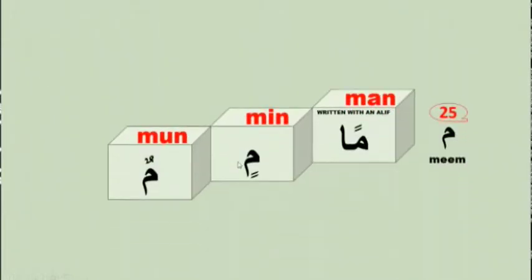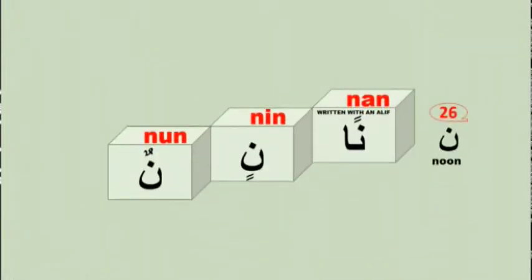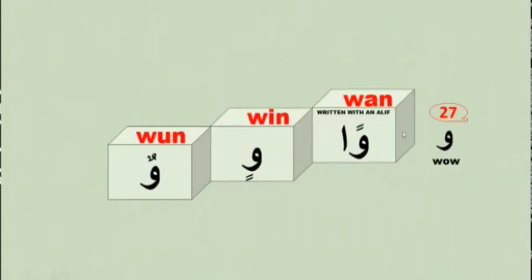The next letter, letter number 25, which is the letter mim. Fathatain man. Kasratain min, and dhammatain mun. Man, min, mun. Letter 26, noon. Nan for fathatain, nin for kasratain, and nun for dhammatain. Nan, nin, nun. 27, the letter waw.